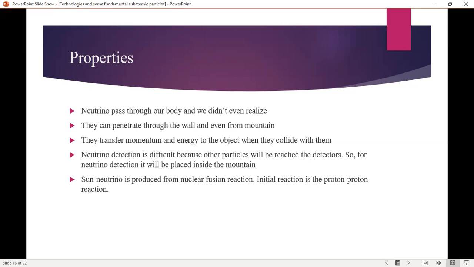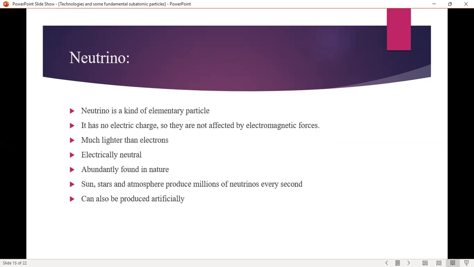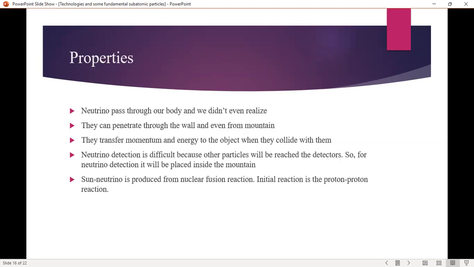Sun neutrino. As previously I told you, neutrinos can be produced from the sun. The neutrino particles produced from the sun are called sun neutrinos, and they are produced from the nuclear fusion reaction. A fusion reaction is one in which two small particles combine or fuse with one another and make a larger particle. The initial reaction for the production of neutrinos is the proton-proton reaction. It means when two protons react with one another, some neutrino particles are produced.